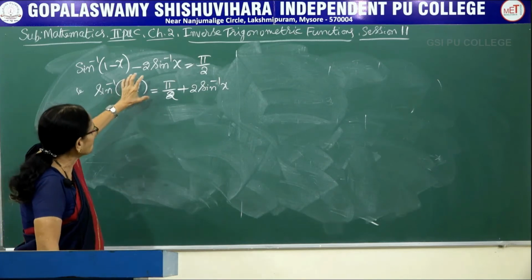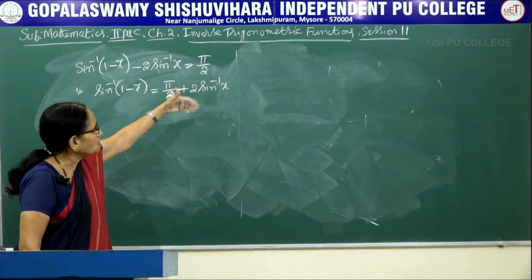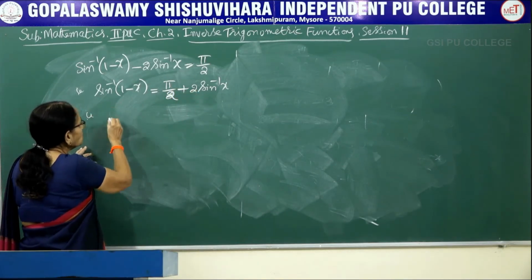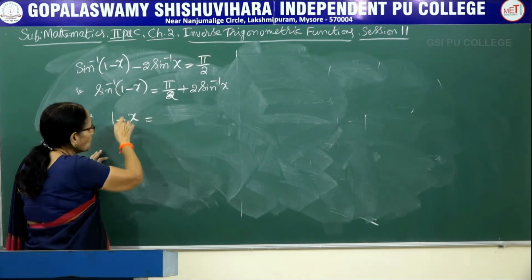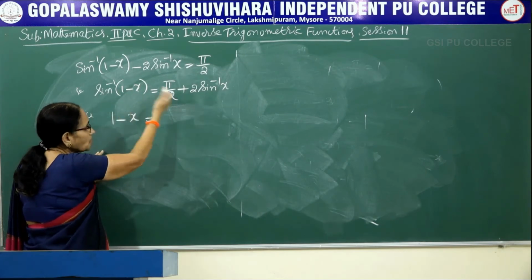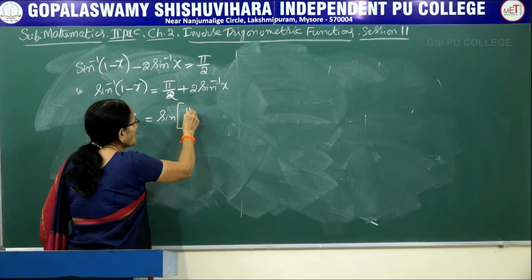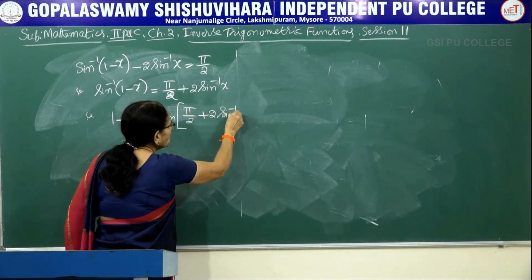So here sine inverse of something is equal to pi by 2 plus some function, some real number you will be getting there. How do you write this one? Use the definition of the inverse trigonometric function. So this 1 minus x could be written as sine of the right hand side. That is sine of pi by 2 plus 2 times sine inverse x.